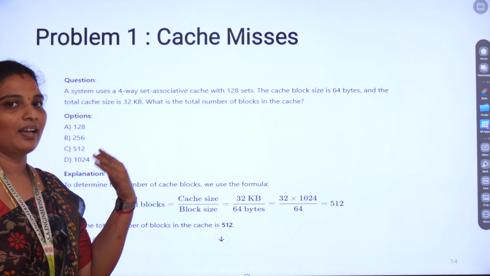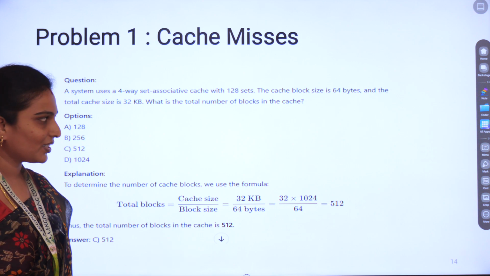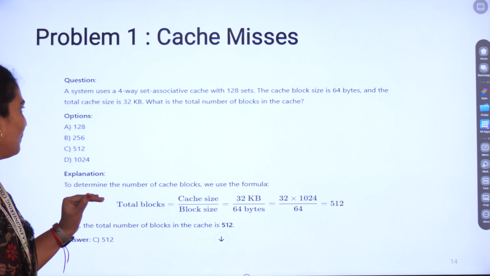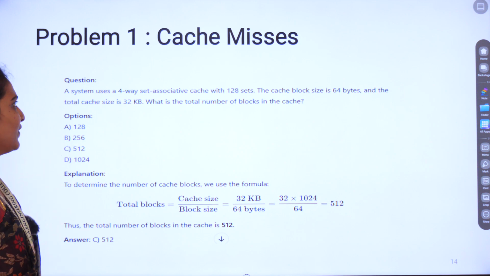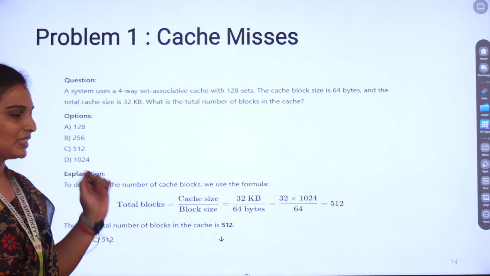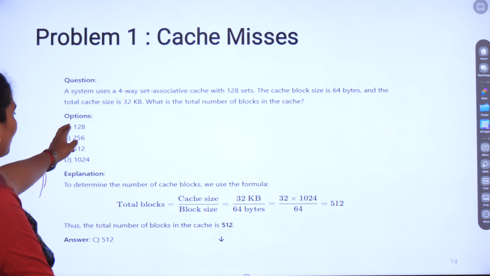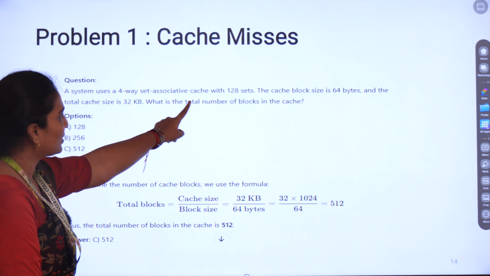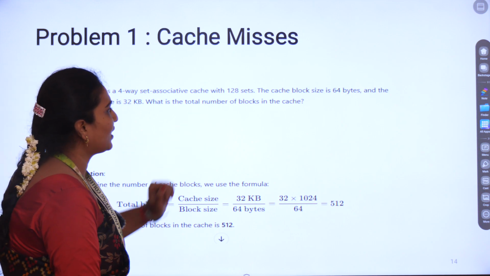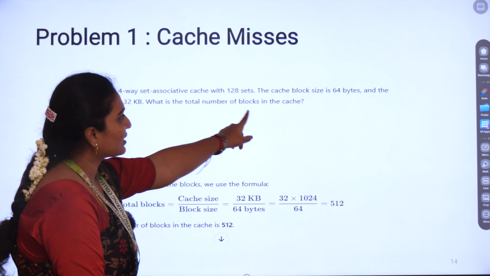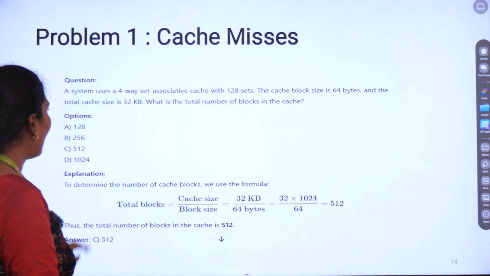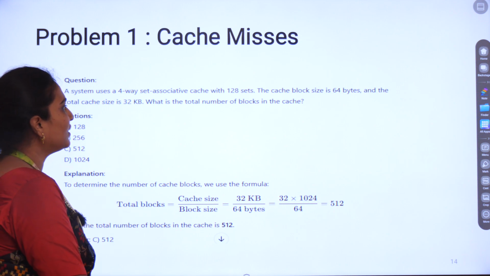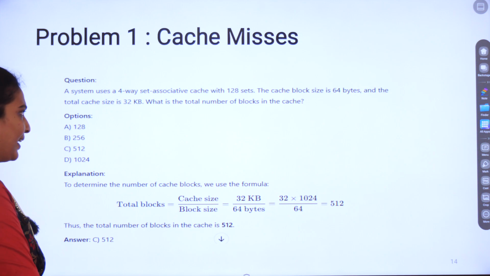Based on the levels of memory that we have seen, some problems have been listed out. We'll look into the problems. Okay, the first problem is based on cache miss. Let me read out the question first. A system uses a 4-way set associative cache with 128 sets. The cache block size is 64 bytes and the total cache size is 32 KB. What is the total number of blocks in the cache?